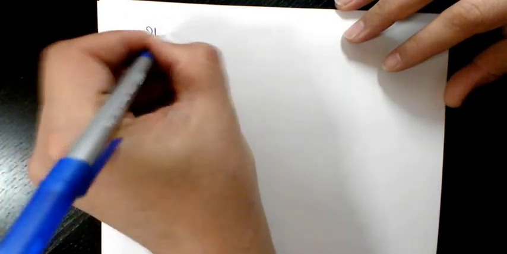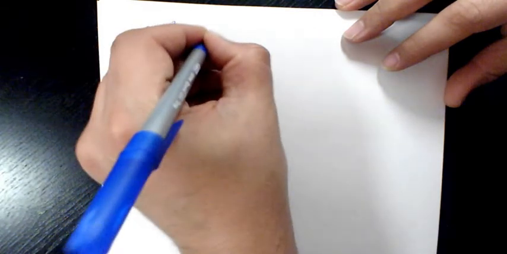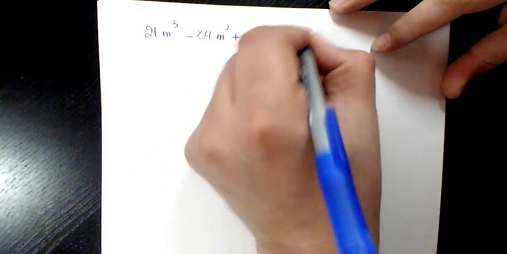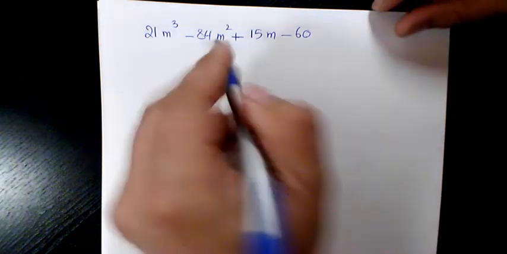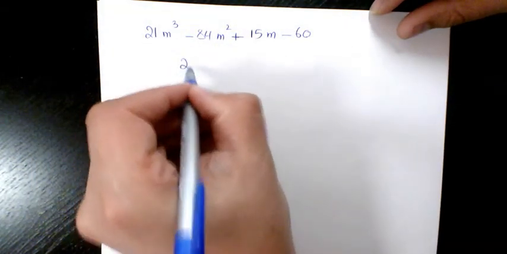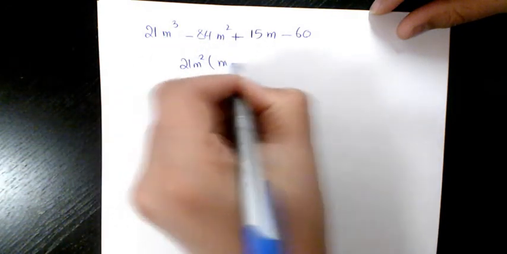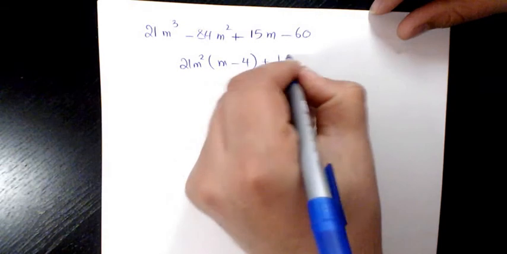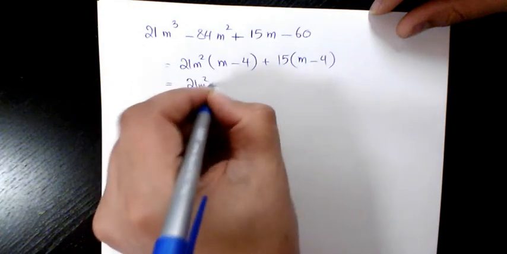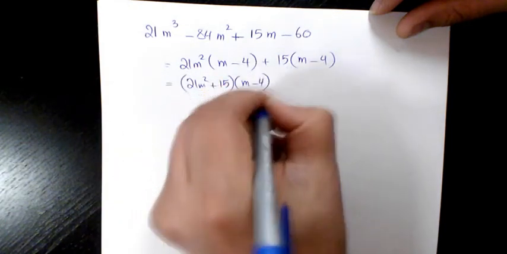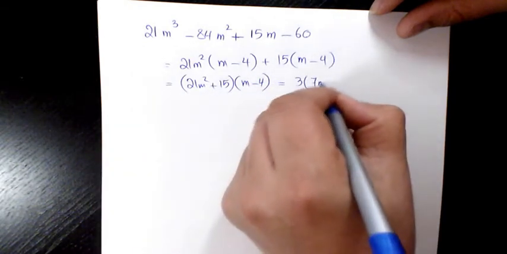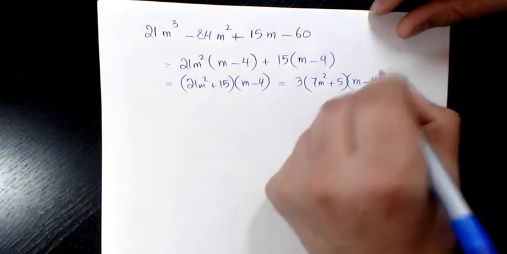Next one. M cubed minus 84m squared plus 15m minus 60. So group factor these two. 21m squared you factor. That's going to make it m minus 4. And here you factor 15m minus 4. That's going to make it as 21m squared plus 15m minus 4. Then you factor 3, 7m squared plus 5m minus 4.